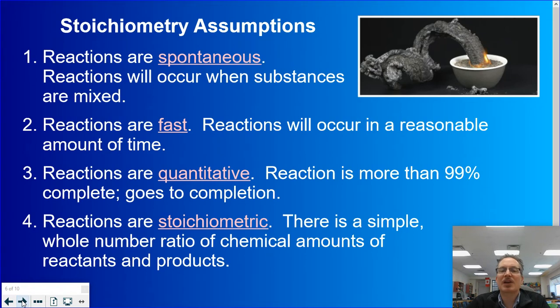Number 3, reactions are quantitative. That means the reaction is more than 99% complete, meaning my reaction will go to completion. I will see my reaction stop reacting. And last but not least, reactions are stoichiometric. That means that I am going to balance my chemical reactions in whole numbers so that there will be a ratio of chemical amounts of reactants to products, and they will be in the lowest whole number coefficients.